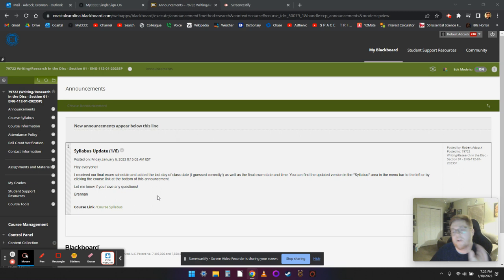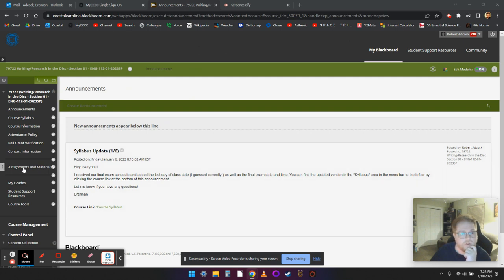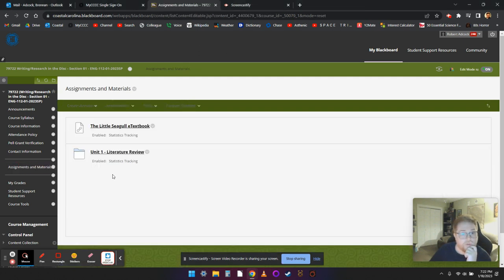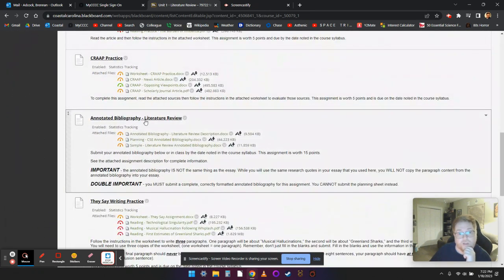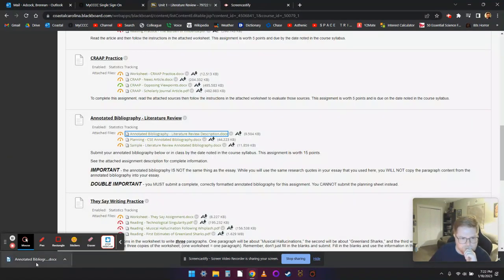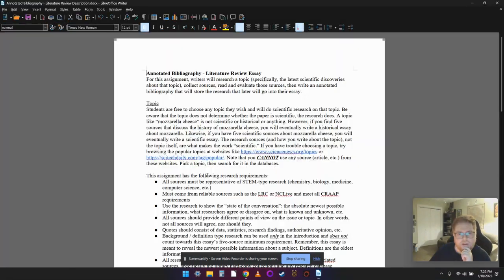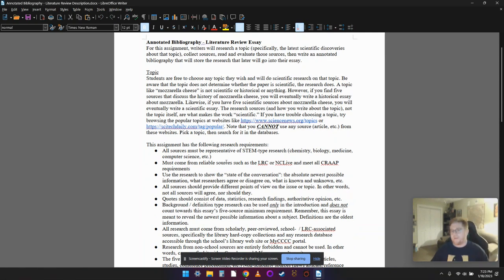Also, if you're in the 11 o'clock class, the later one, I know this isn't our class, but it's exactly the same. It's another section of 112. So if you go through assignments and materials, then literature review, and then the annotated bibliography there, you'll see at the top there's the assignment description for that. So you can probably guess what we are doing with this already, based on how we talked about it.